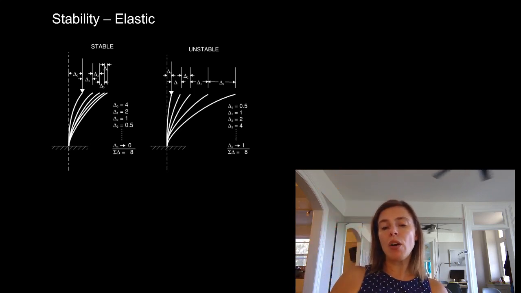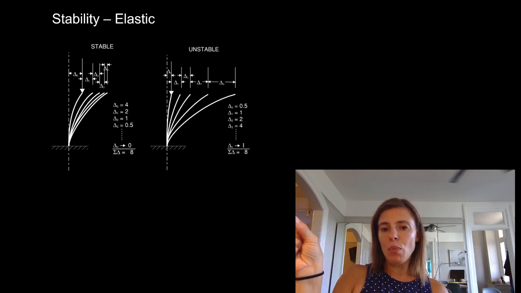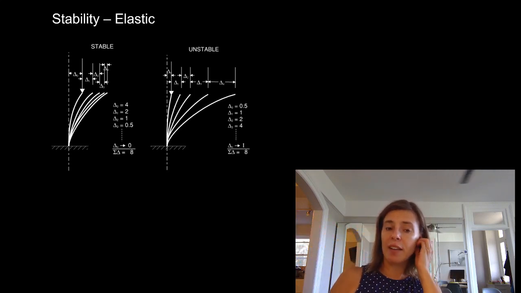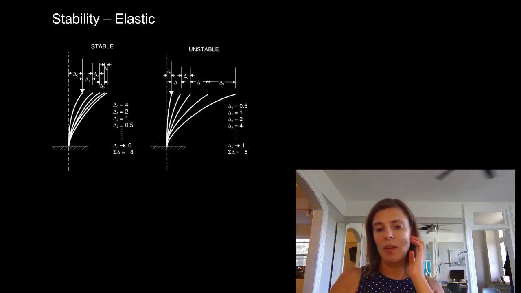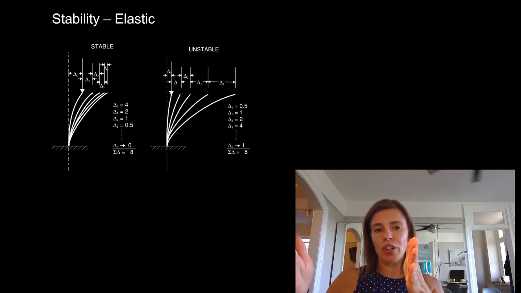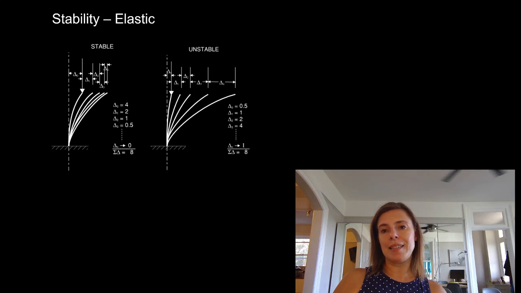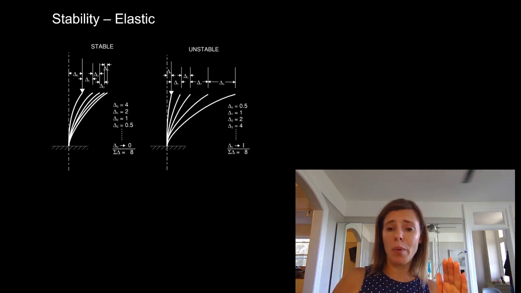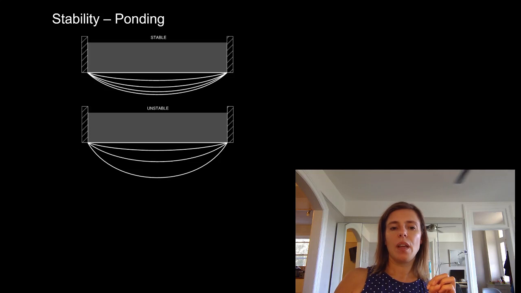And we do that incrementally, and if the difference in the movement between each of the checks is getting smaller, we have something that's stable. If the difference is getting larger, we have something that is unstable, which is not what we want. We do not want an instability problem. So you'll hear engineers talk about the P delta effect. This is the P delta effect right here.